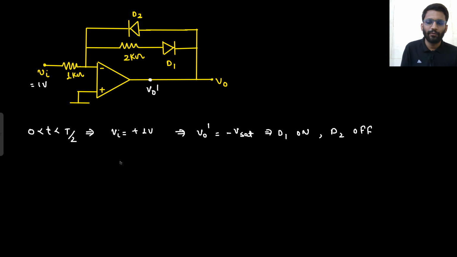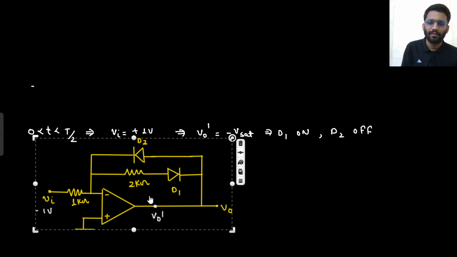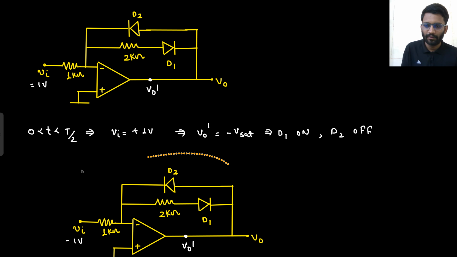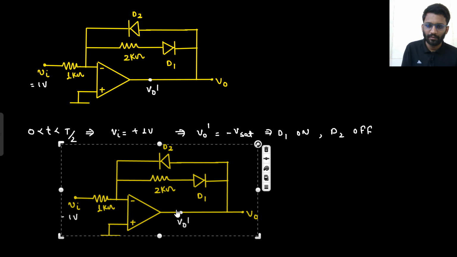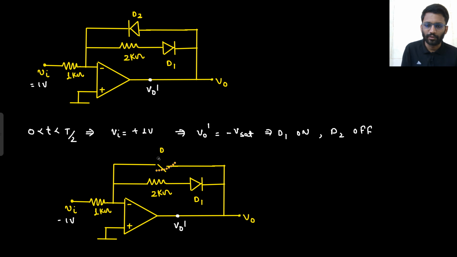So how will you replace your circuit? D2 is off, so it will be open circuited and gone. D1 is on, and it will be replaced with a battery of 0.7 volt.